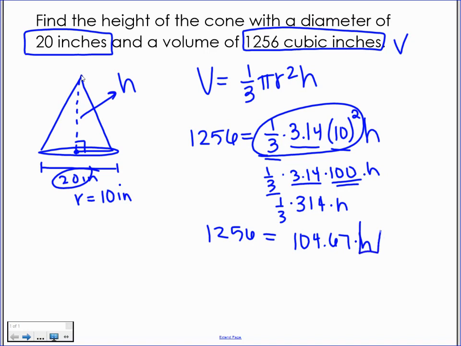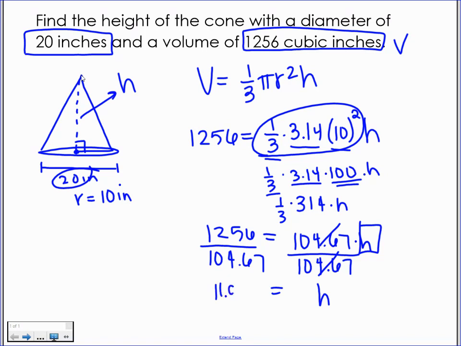So now we need to isolate h, and we need to notice that what's happening to h is that it's being multiplied. To get rid of multiplication, we use division. So we divide both sides by 104.67 to keep the equation balanced, which means these cancel. So h is going to be equal to about 11.999, which we can just assume would be 12 inches tall. And you are done.